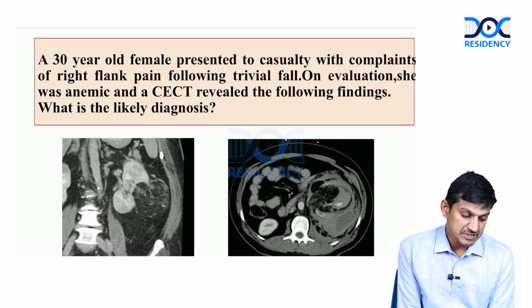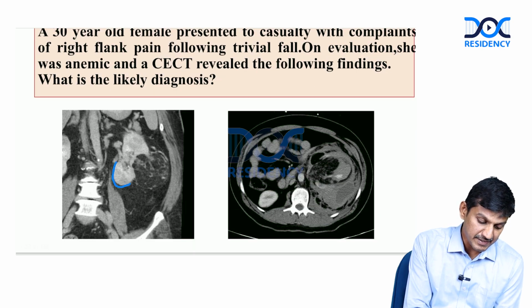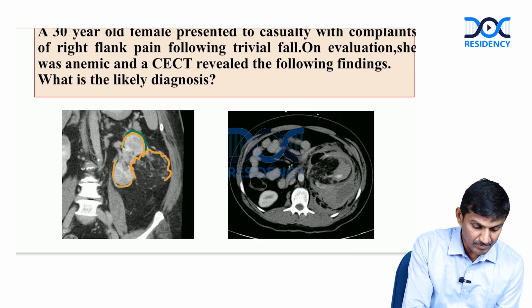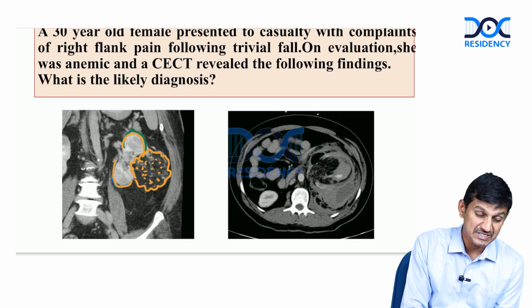On evaluation, she was anemic and CECT revealed the following findings. Can you identify? This is a contrast CT. You see the kidney, and in the kidney you see some black colored lesion. Anything which appears black in CT is rich in fat.